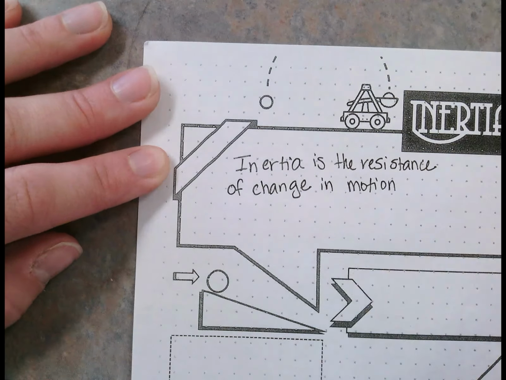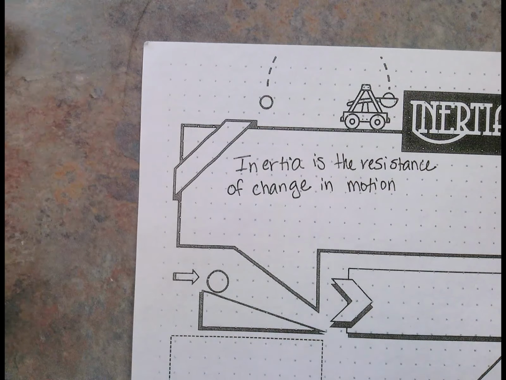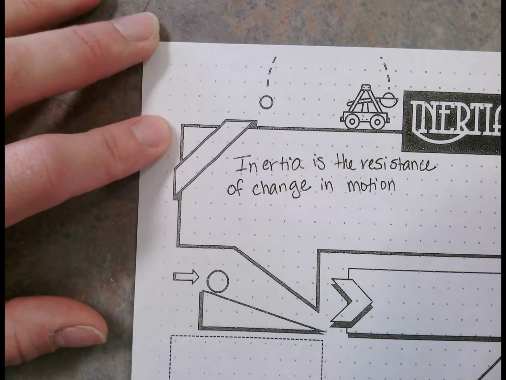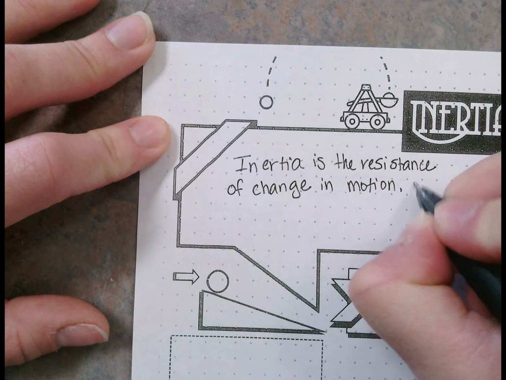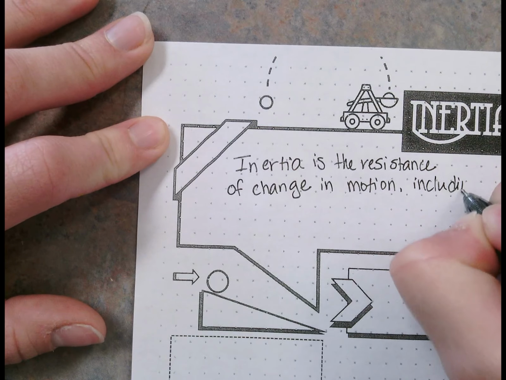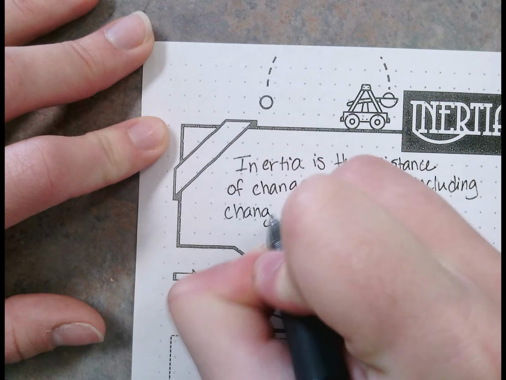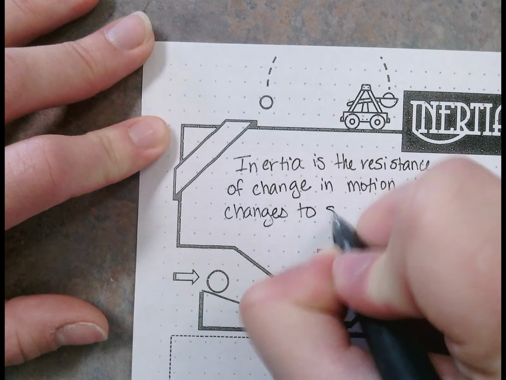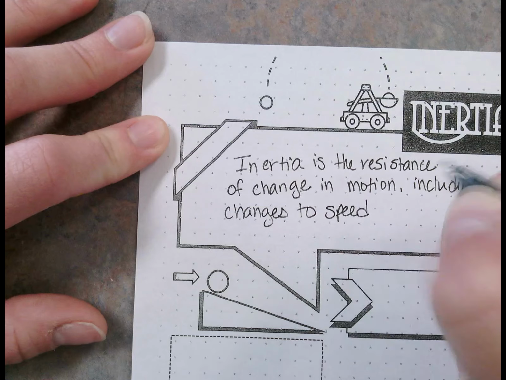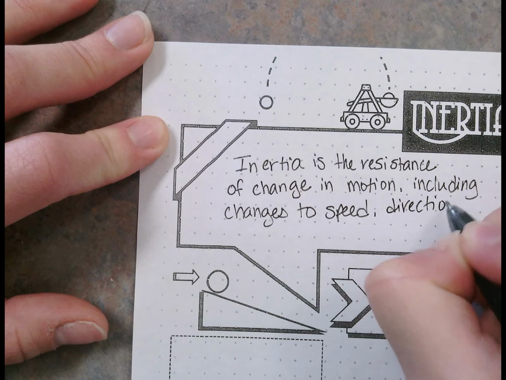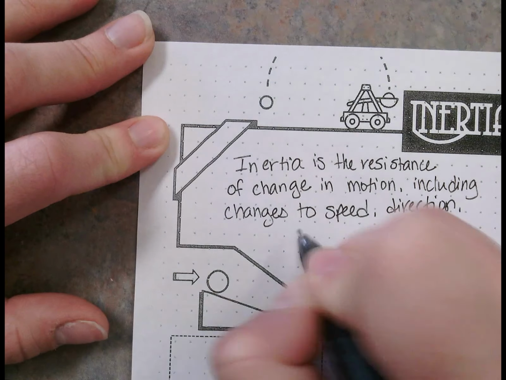So an object in motion really wants to stay in motion. An object at rest really wants to stay at rest. So inertia is the resistance of change in motion, comma, including changes to speed, direction, or state of rest.